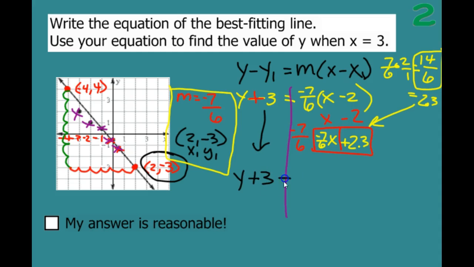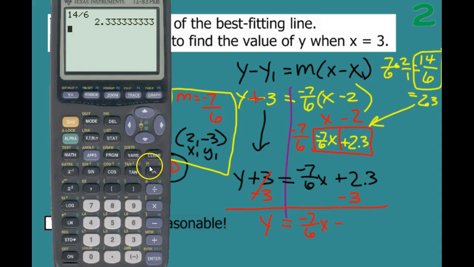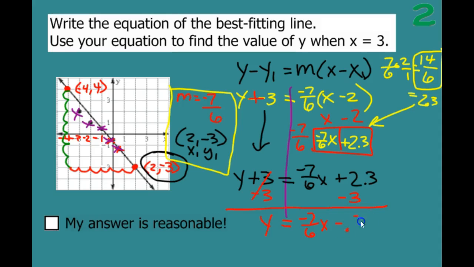So far we have y plus 3, and then -7/6x plus 2.3. And then we finally need to get y by itself, so just subtract 3, the opposite of add 3. We have y equals -7 over 6x. Now think, are there more positives or negatives? There's more negatives. 3 is a bigger negative number. So 3 minus 2.3, if you're not sure, you can plug it in your calculator, just like it is. 2.3 minus 3 gives me -0.7, because a 0.7 and a 0.3 would get you to a total of 3.